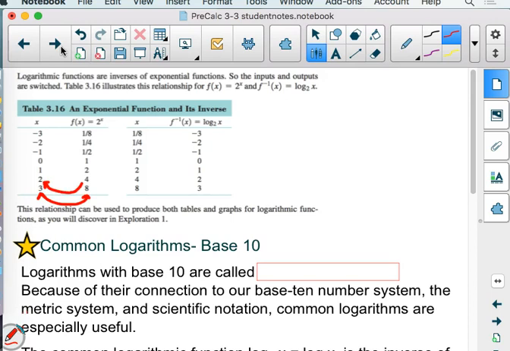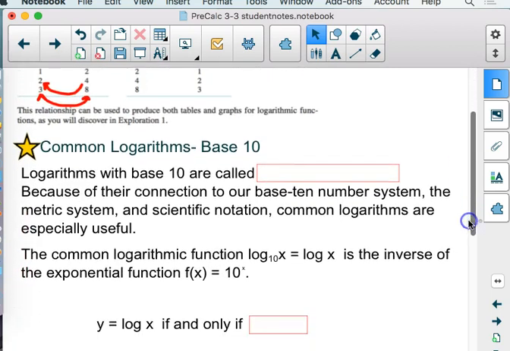And they switch positions. So some books will teach you to look at the base of your logarithm when you want to graph, and just think, what would this look like exponentially, and go with it that way. We're going to kind of use that when we talk about our graphing tomorrow. But we do want to remember that they're inverses of each other when we go through. So common logarithms are our base 10 logarithms. And like I said, they're called common logarithms.